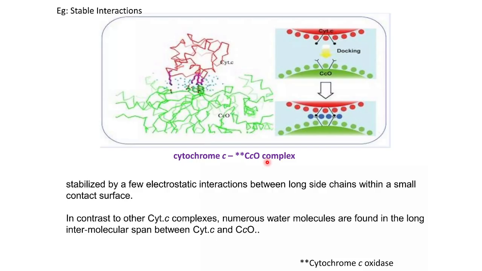The cytochrome C and the CCO complex is stabilized by a few electrostatic interactions. There is involvement of salt bridges and electrostatic interactions between the long chains with small contact surface. In contrast to the other cytochrome C complexes, there are numerous water molecules found in the long intermolecular span between cytochrome C and the CCO. So you can see there is a docking that is happening. There is an electrostatic interaction, like the blue beads show. This electrostatic interaction actually stabilizes the protein-protein interaction, and that is a type of stable interaction.